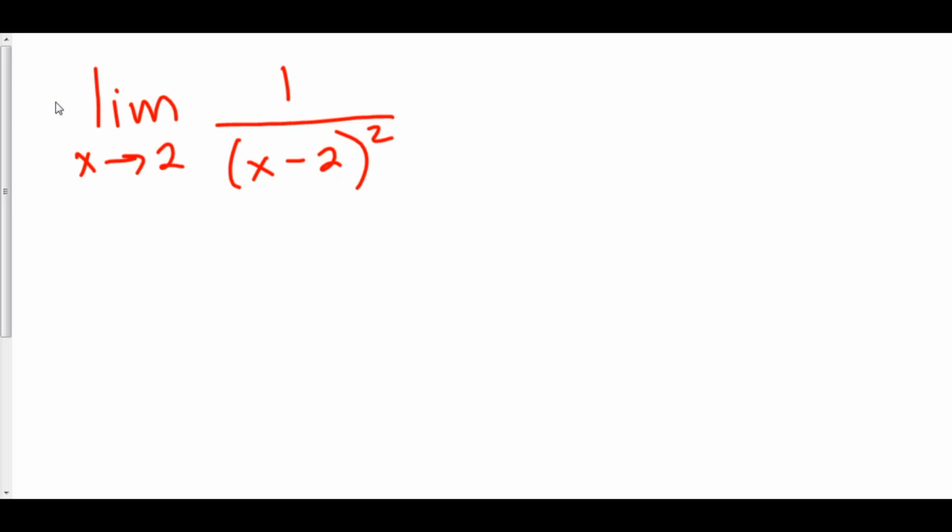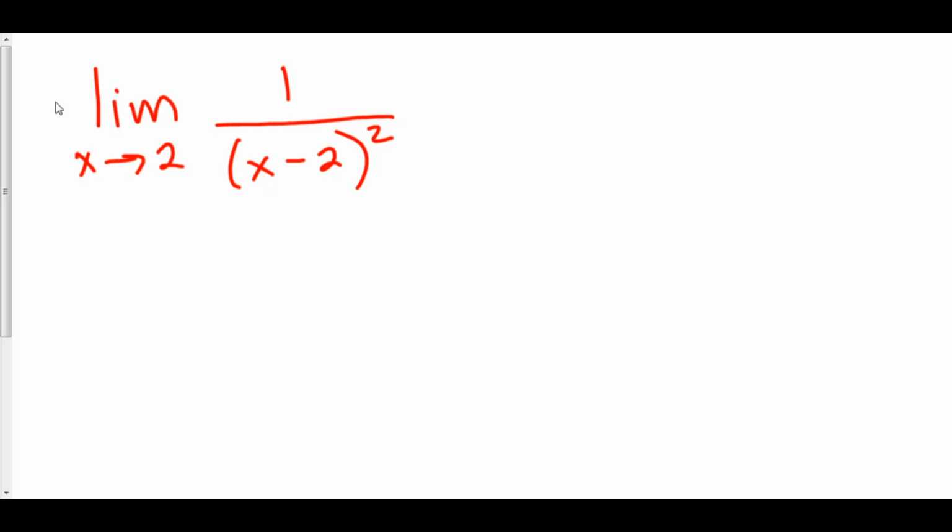Let's take the limit as x approaches 2 of 1 over quantity x minus 2 squared. Well, if you plug in 2, you get 1 over 0. So step 1, plug it in. That doesn't work because it's undefined.